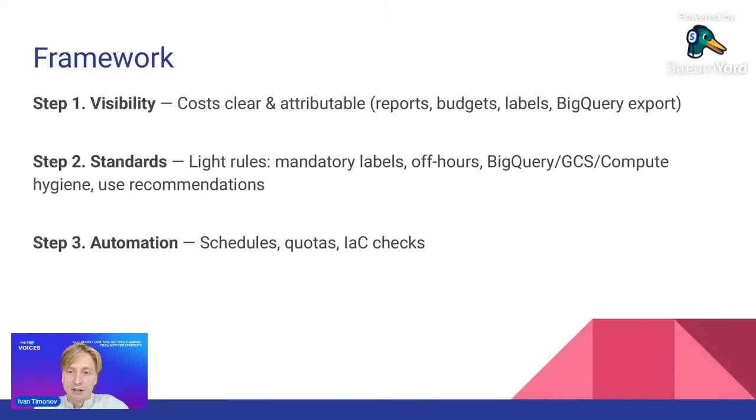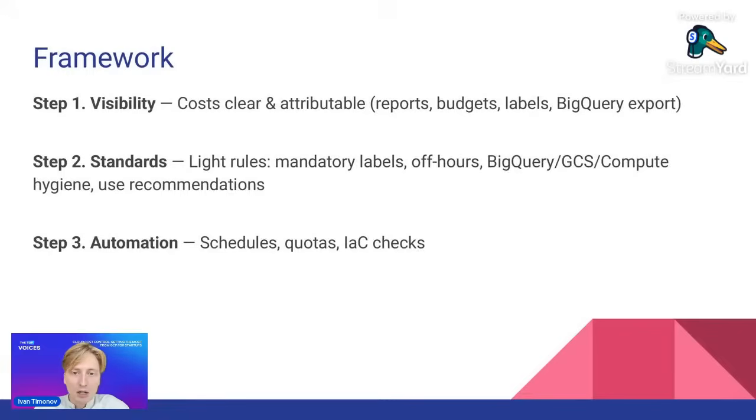Step 1, visibility. Make costs clear and attributable. Set up cost breakdown by project, services, or labels. Enable budgets and alerts. And if needed, export billing data to BigQuery. The goal is to see on a single screen where your money goes and who is responsible.